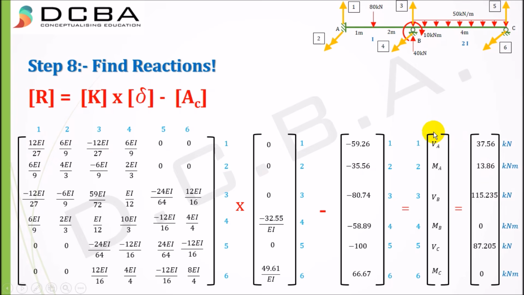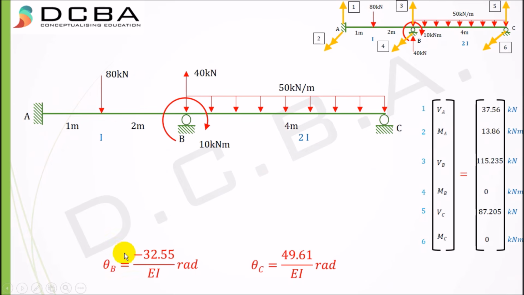Now once you have found the reactions and these displacements, your other reactions and these displacements, 37.56, 13.86 anti-clockwise. Now if I get any of these reactions as negative, suppose if I would have got 13.86 as minus 13.86, then it would have been clockwise, because we have already set our convention here as anti-clockwise is positive. So since this is positive, this moment has to be anti-clockwise. If this was negative, this would have been a clockwise moment.